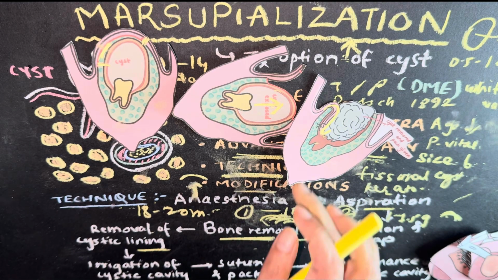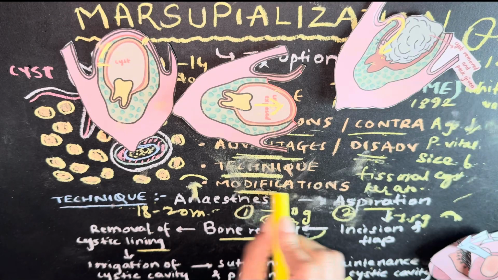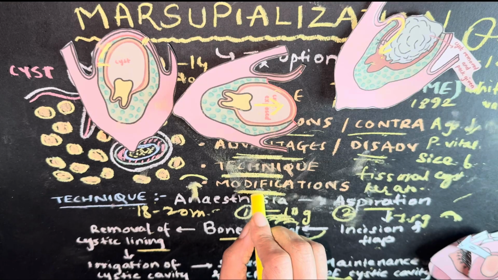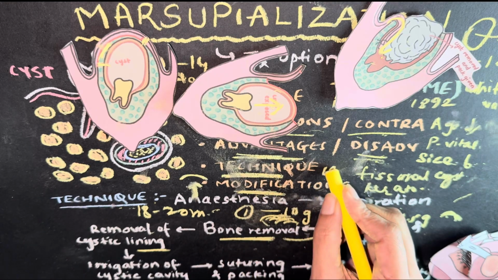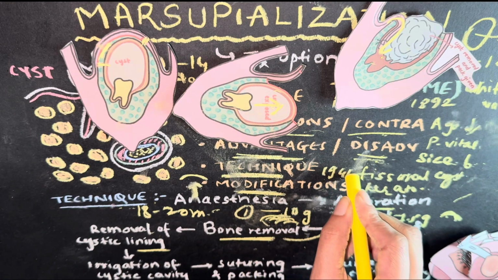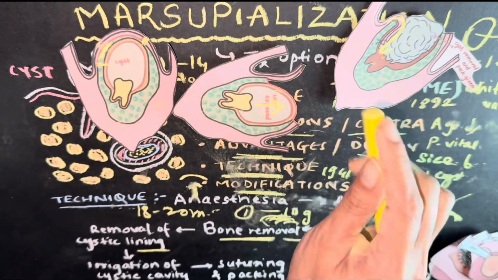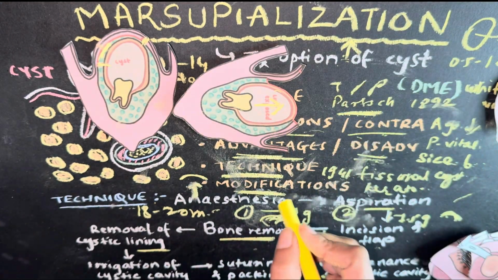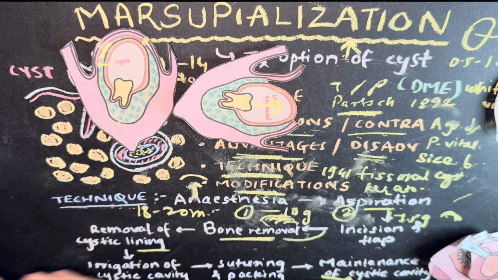Now lastly, what are the modifications of this technique? So there are two modifications. First is the Waldron's procedure, which was given in 1941, or Partsch 2. So marsupialization, as we have discussed, is given by Partsch, or it is known as Partsch 1. So Partsch 2 is a two-stage technique in which first you're going to do the marsupialization, and when the cavity becomes smaller in size, then you're going to go for enucleation, and later the entire lesion is examined histopathologically.